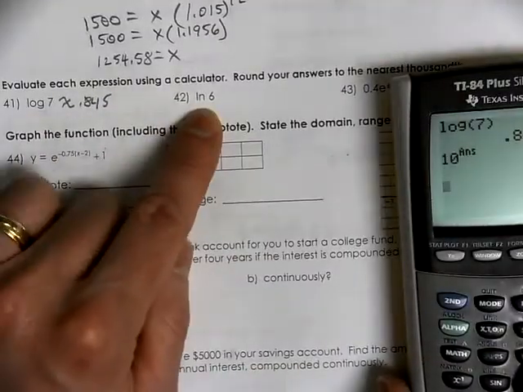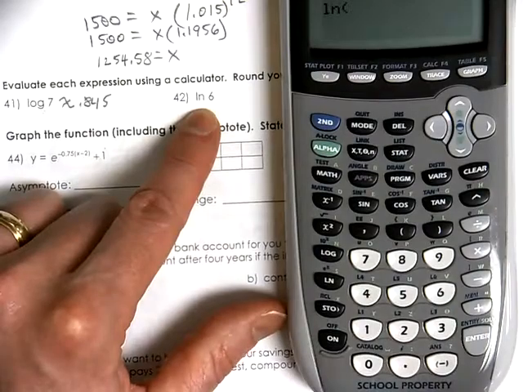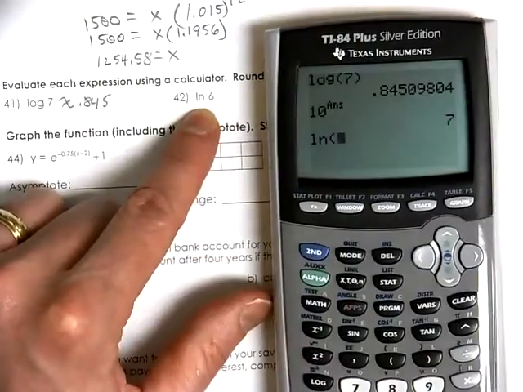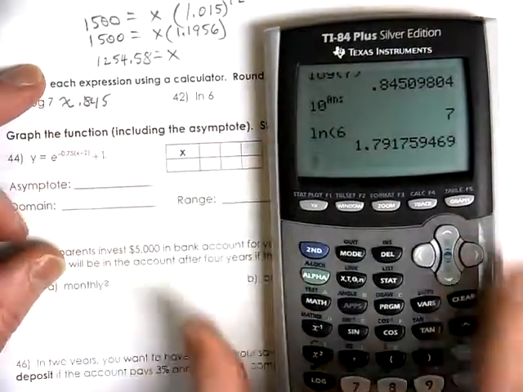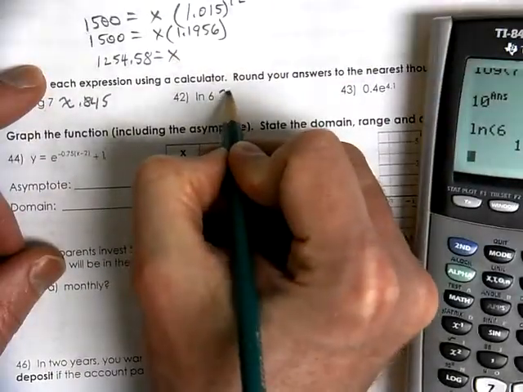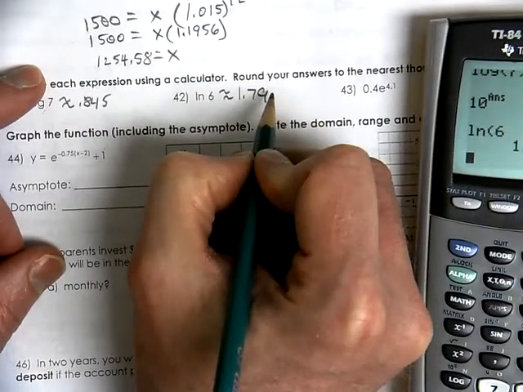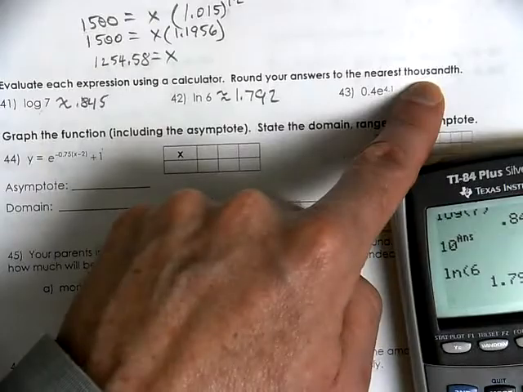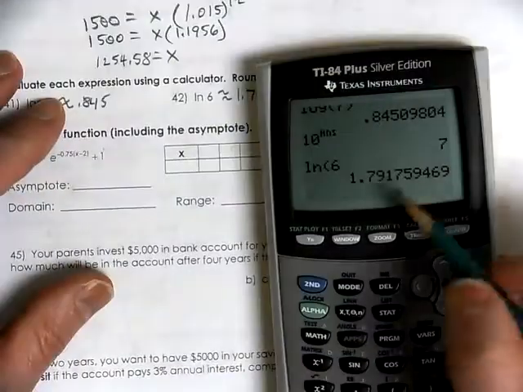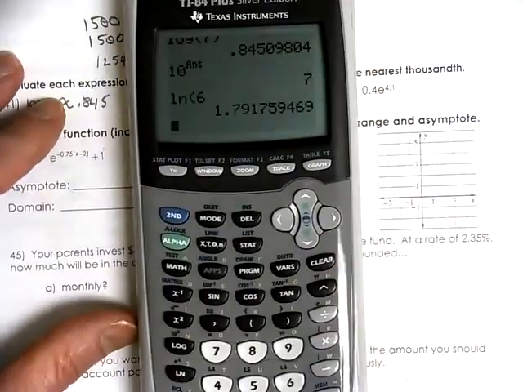All right, this is an E question. So natural log has a base of E, and that is approximately 1.792. If we're rounding to the nearest thousandth, you've got to look at the 10,000 to make that round.